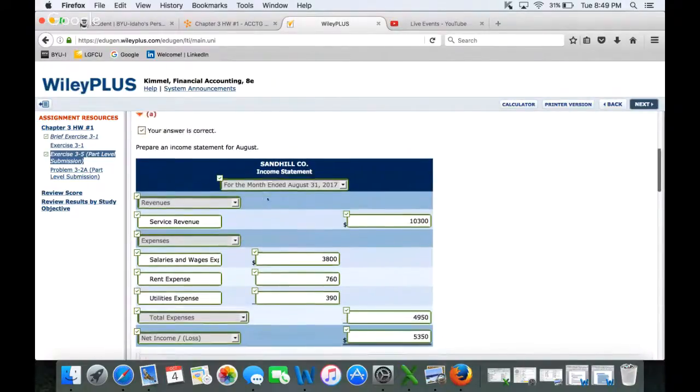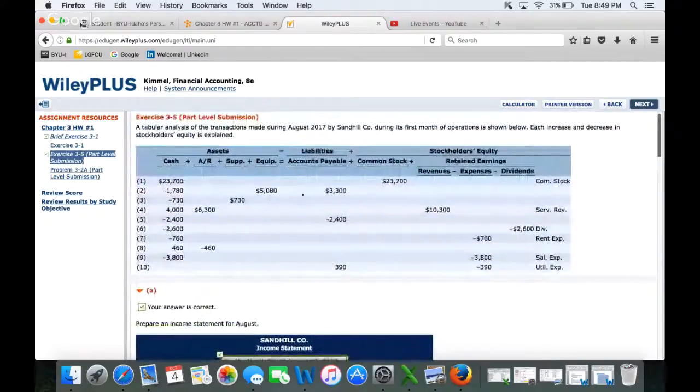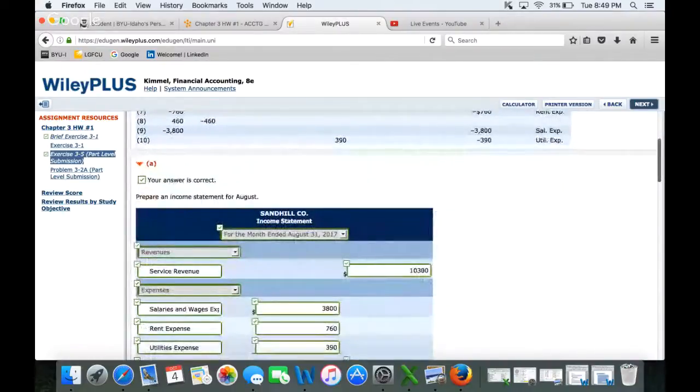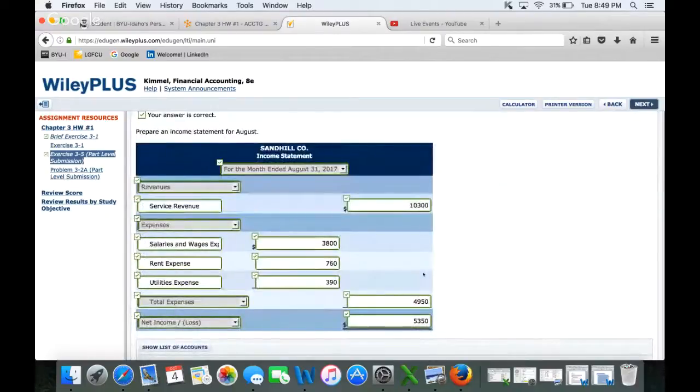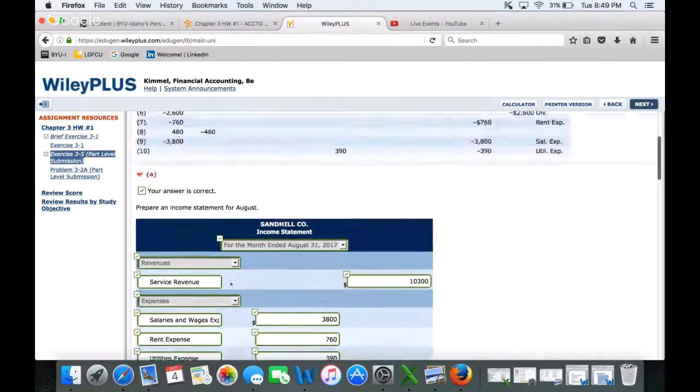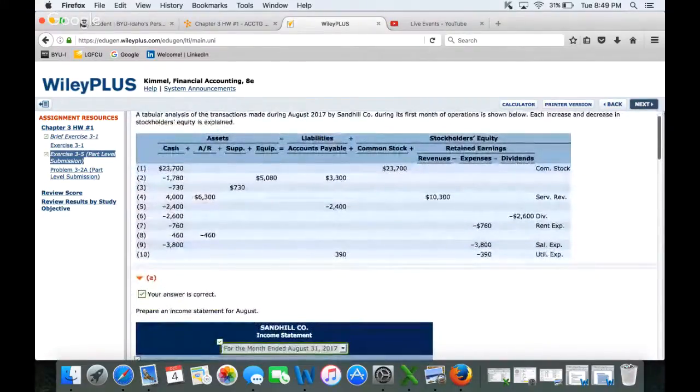So just starting off with the revenues, if you scroll up here, there's only one type of revenue listed, just the service revenue, and you can see it's listed at 10,300. So scroll on down, that's what I put there, 10,300 for the service revenue. And moving on to expenses, the first ones listed are the salaries and wages expense, the rent expense, and the utilities expense. I was able to find these up here, just under expenses.